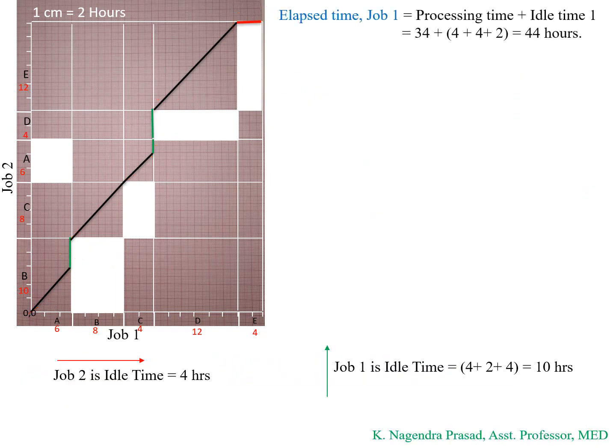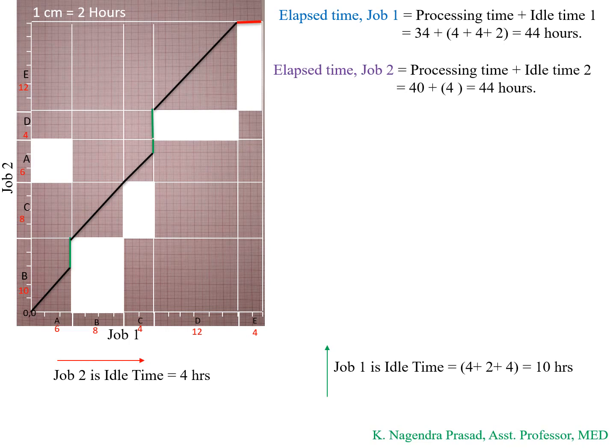Next we have to calculate the total elapsed time for job 1. Total elapsed time for job 1 equals the processing time plus idle time. In the data it is already given that the processing time for job 1 is 34 hours, and we calculated the idle time for job 1 is 10 hours. So the total elapsed time for job 1 is 44 hours.